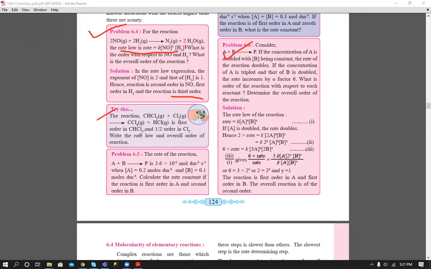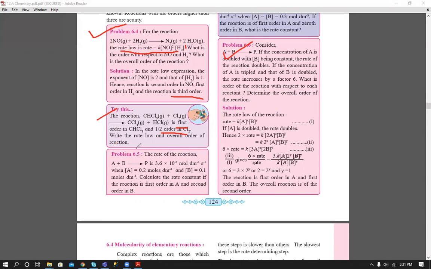Try this. It is first order in CHCl3 and half order in Cl2. How will you write the rate law? Rate equals k times the concentration of CHCl3 with power 1, times the concentration of Cl2 with power half. The overall order will be 1 plus half, which gives 3 by 2.